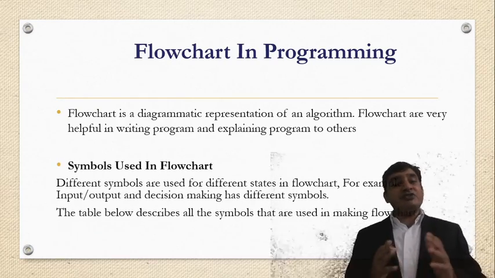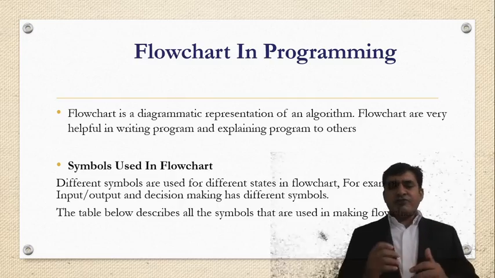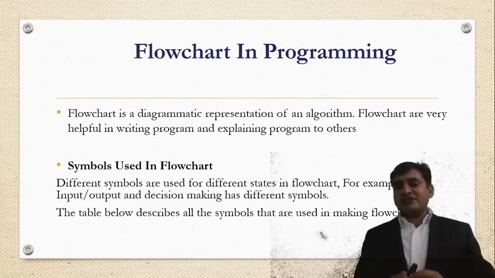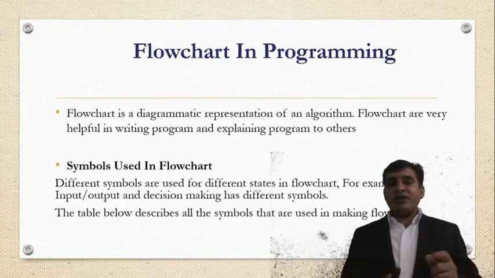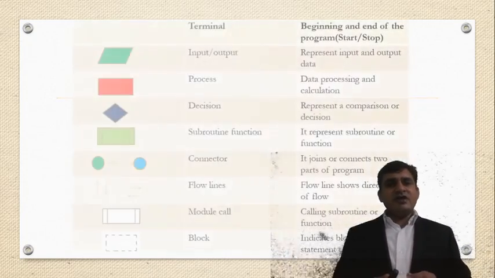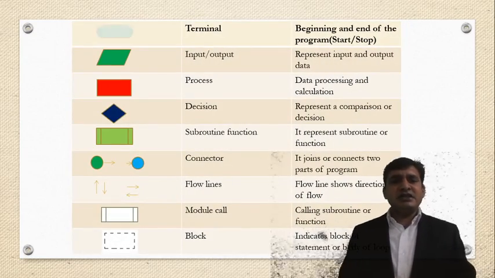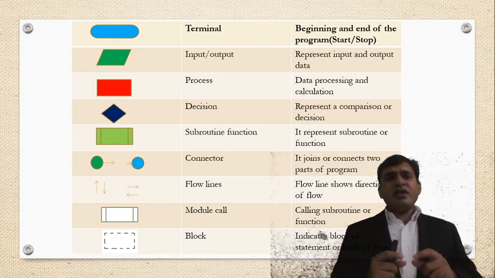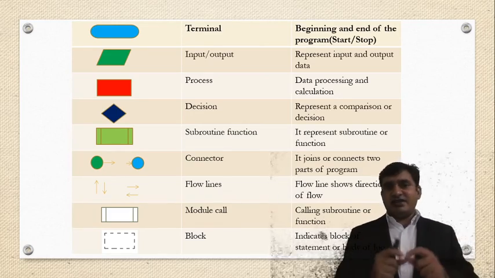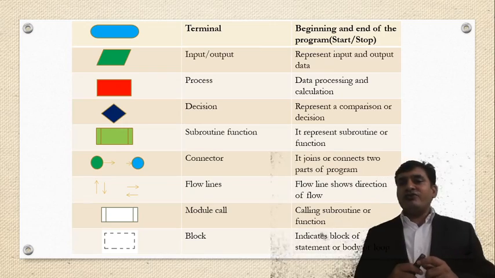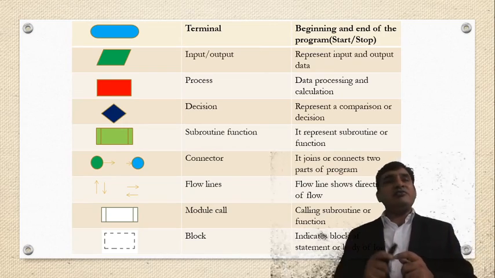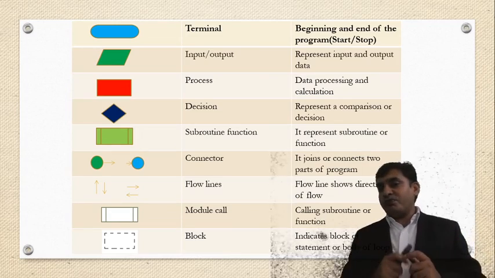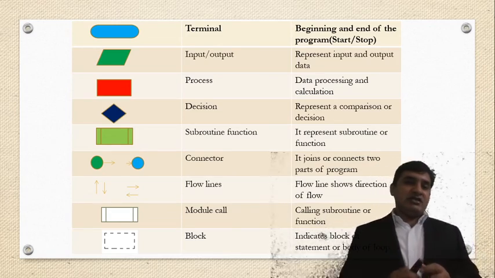Flowcharts are very helpful in writing a program and explaining a program to others. There are different symbols which are used for making the flowchart. We have to see all these symbols one by one. First symbol is terminal. This symbol is a horizontal cylinder which is used for the beginning and end of the program, that is, start or stop of the flowchart.